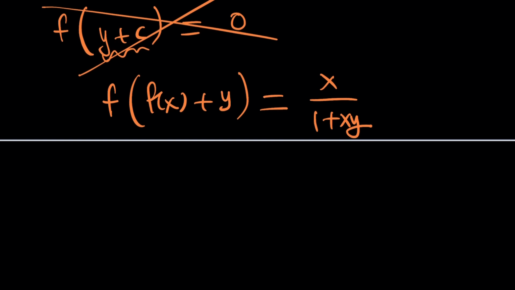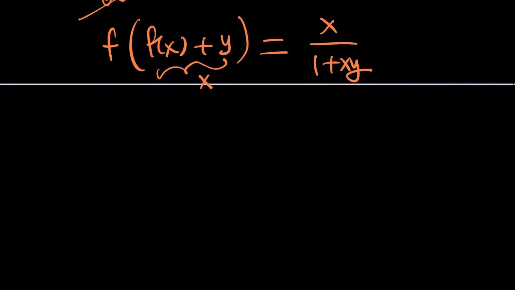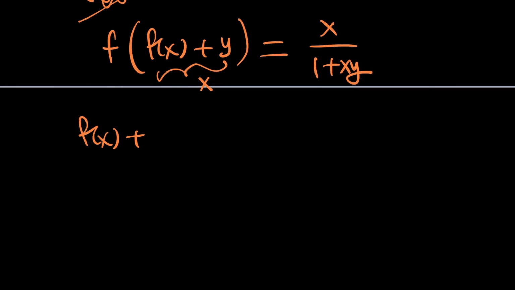So I can also replace, maybe, if I can turn this whole thing into x, wouldn't that be amazing? Yes, but how can you do that? Well, here's what I want. I want f of x plus y to be x, which is possible because of the two variables. You know what that means? It means replacing y with x minus f of x, which is valid.